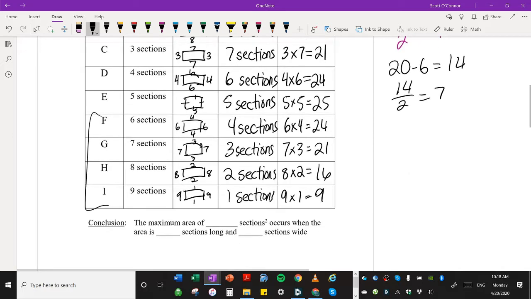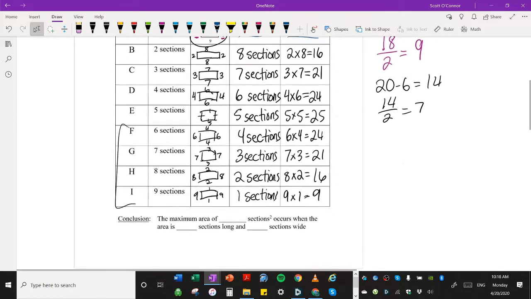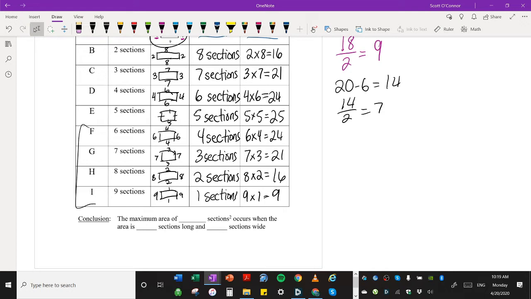Alright, so now let's fill in this part here. It says the maximum area of blank section squares occurred when the area is blank sections long and blank sections wide. Well, what's the answer here? What was the largest area we had? Here it is, 25. So we can write in here 25 sections squared. And it occurred when the area is 5 sections long and 5 sections wide. It was the shape of a square.